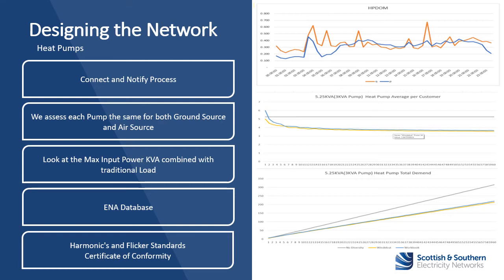The ENA database is a very good source for that, but not every heat pump is there at the moment. It takes an installer to give the details for that. If we don't know whether it's going to meet those technical requirements, we can assess the motor based on the starting current and provide you with limits for the network as far as the motor starting within the network.